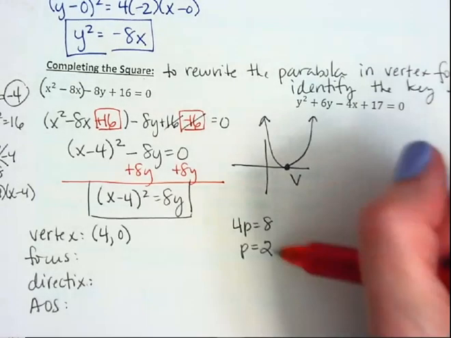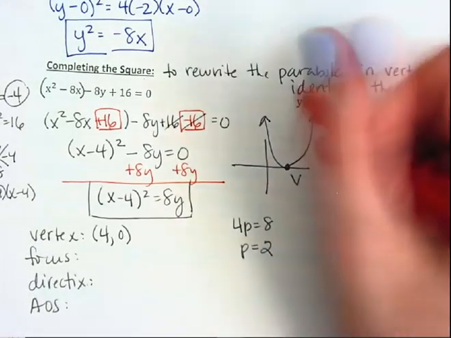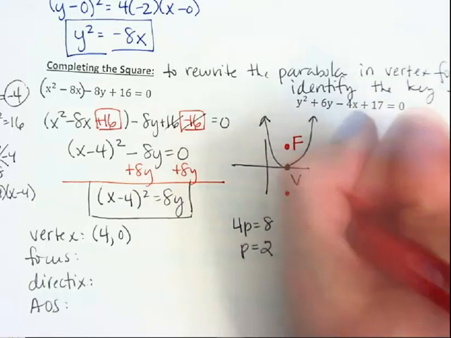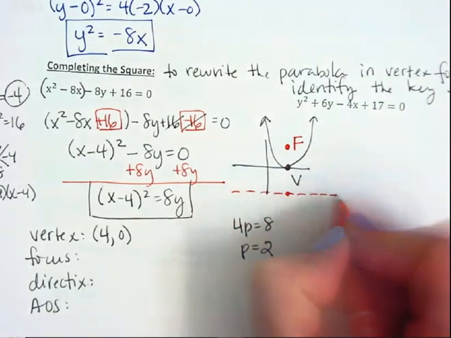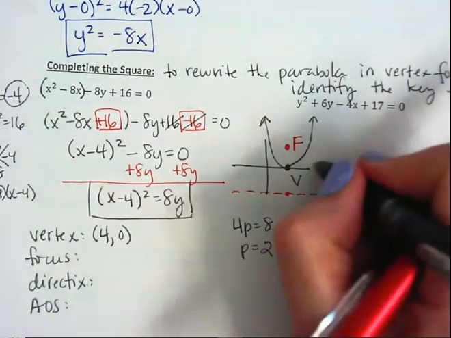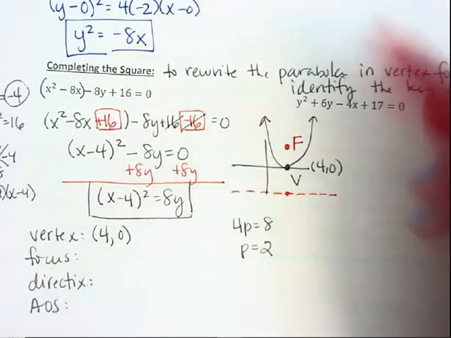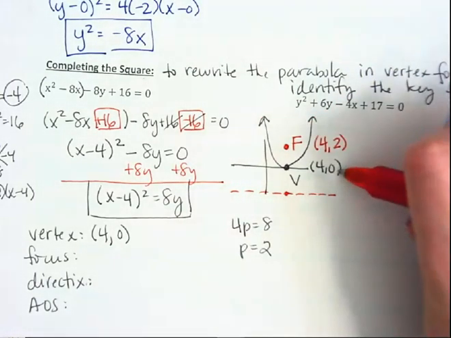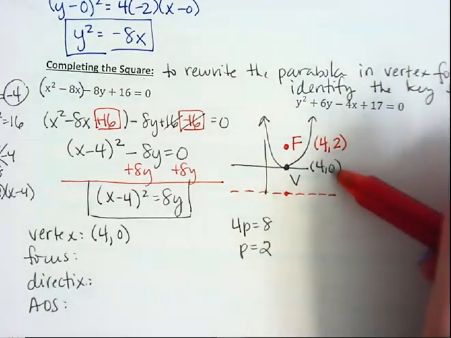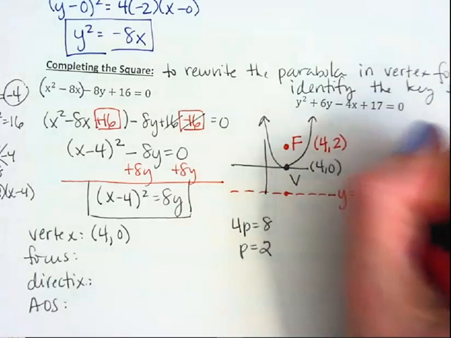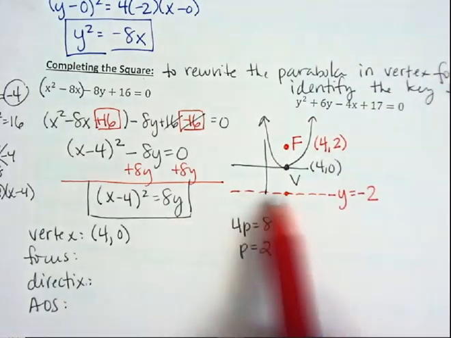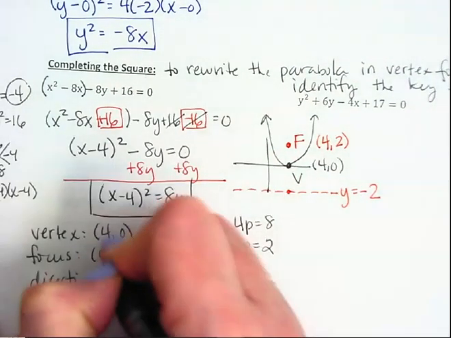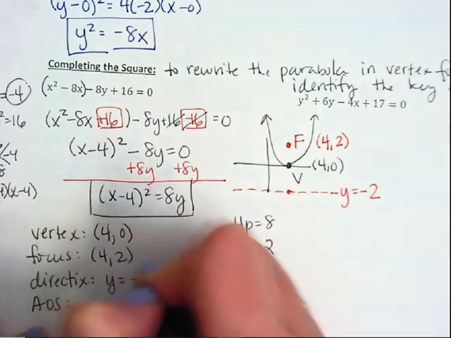And we know that the absolute value of p is positive 2. That means I go up 2 places to get to my focus here, and down 2 places to get to my directrix here. So if my vertex is (4, 0), and I'm going up 2 to get my focus, that means my y value is changing by 2 this way. And if I'm going down 2 to get to the directrix, that's a horizontal line where all the y values are equal to negative 2. So y equals negative 2. So my focus is (4, 2). My directrix is y equals negative 2.